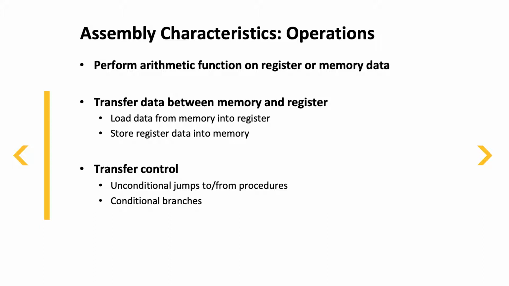So what are operations when we talk about assembly? What operations in assembly do are perform arithmetic functions on register or memory data. We can transfer data between memory and a register, so we can load data from memory into a register or store register data into memory. And we can transfer control. We can do jumps to and from procedures. We can do our conditional branches, so our if-then type things, right? We can even use those jumps to implement our loops. The operations take care of all of that kind of stuff for us.